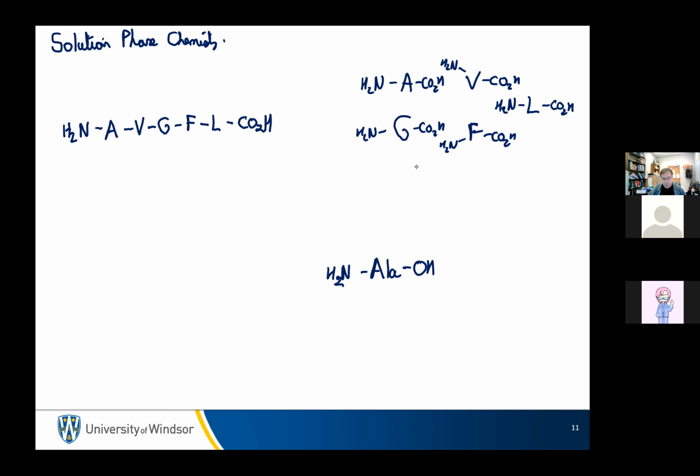So which one would you do? Alanine: what would you protect, the amine or the carboxylic acid? The amine, because the carboxylic acid should be free to react, right? Yeah, exactly. So let's say we take ALA, CO2H, NH2. We will protect that.